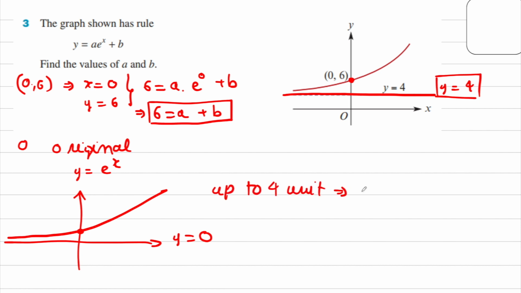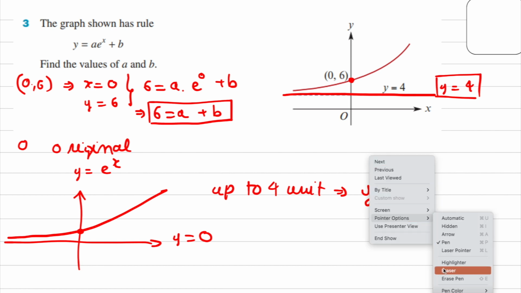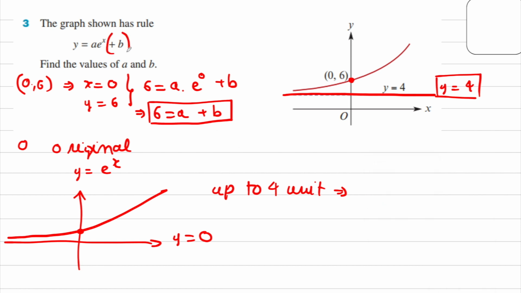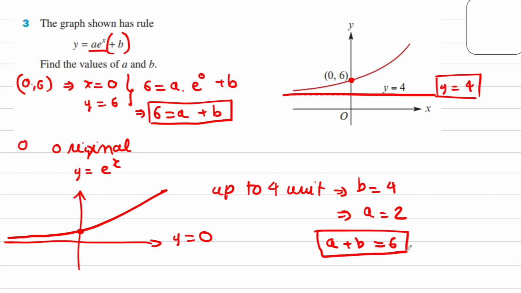This means b equal to 4, because you can see that the original function plus b will be up and down. But for this specific case, it has to be up, and up 4 units means b equal to 4. So when I figure out b equal to 4, I can understand that a has to be equal to 2 because a plus b equal to 6. So using the graph is a little bit shorter than the previous exercise, but I don't think that's easy. That is very hard.